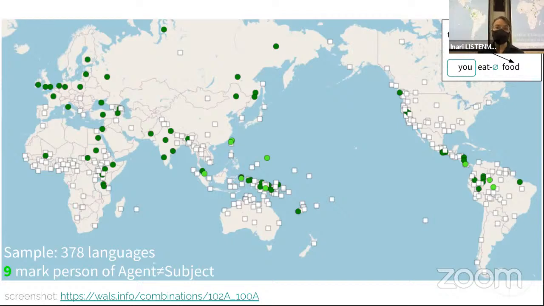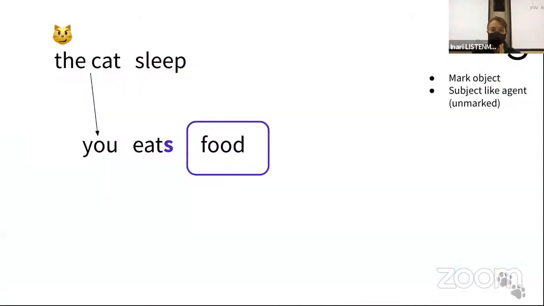So one is, we have 100A is the feature of which arguments to mark, and 100A is the alignment. Okay, so then we can do the object marking, where the subject aligns like the agent, so it's unmarked. And here we've got 18 languages, and still none of them in the RGL. Not yet.